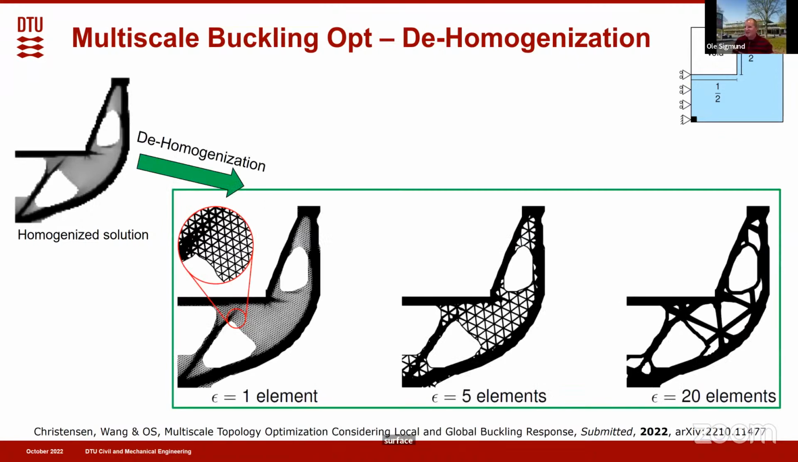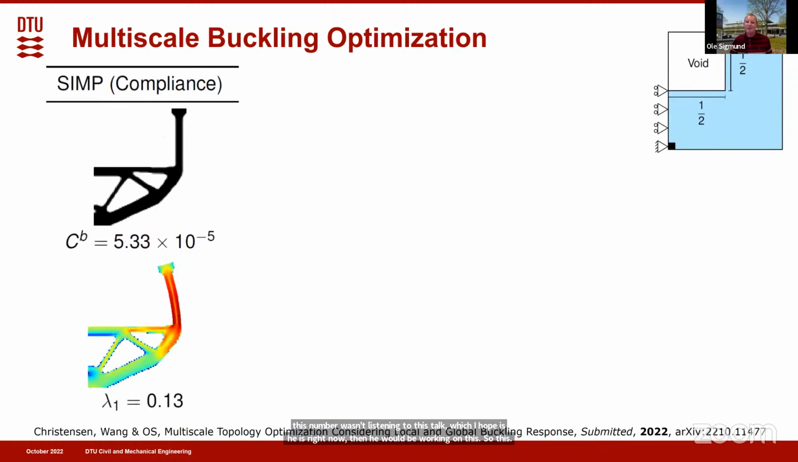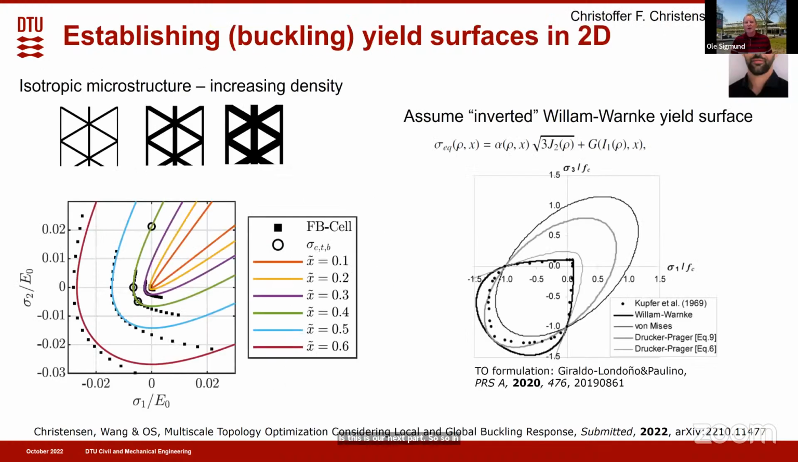Yes, it's such an obvious question. In fact, if Christopher wasn't listening to this talk, which I hope he is right now, then he would be working on this. So this is our next step. In principle, we have the strength surface for the buckling part, and on top of that, we would also put the yield surface, and in that way combine both of them. So this is exactly what we are doing now. Sounds great. Thank you, Ole.